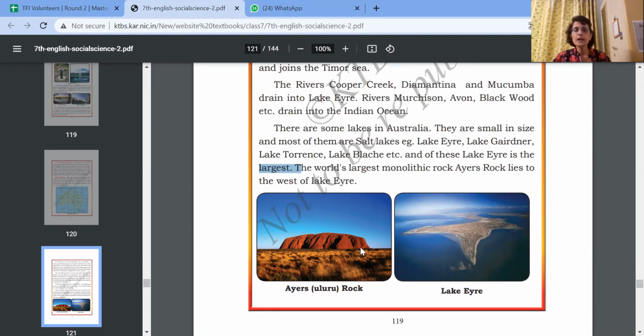Lake Eyre is the largest lake. That is also important. Okay, and the names of the lakes, you must know the names of the lakes, all the 4 lakes that have been mentioned here. So you can learn the names of the lakes also.